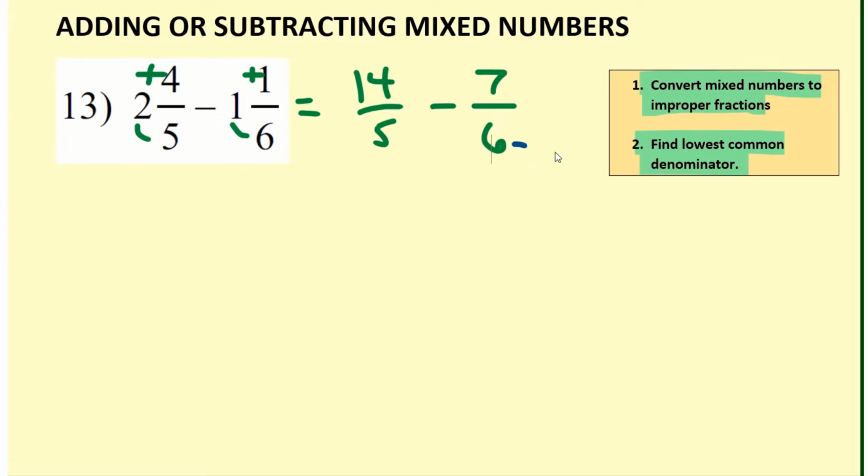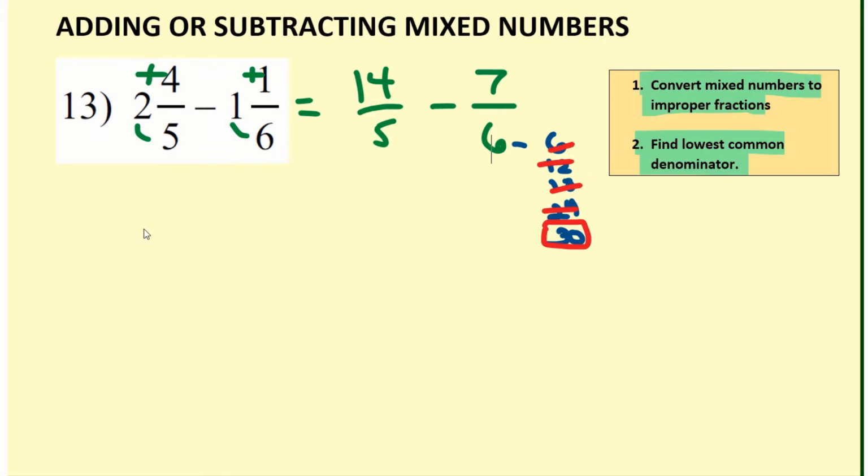So we'll start with the multiples of 6. 6 times 1 is 6, 6 times 2 is 12, 6 times 3 is 18, 6 times 4 is 24, and 6 times 5 is 30. So indeed, we can see that 5 does not fit into 6 or 12 or 18 or 24 evenly, but it does fit into 30. So that actually is our common denominator.